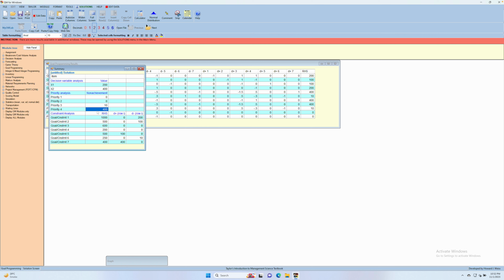Here priority 4 was to minimize the overachievement, which is also what is given here. For priority 4, I'm overachieving the goal by 400. So in total I'm using 800 man-hours. That is how we use Excel and QM for Windows to solve the goal programming problem. Thanks for watching.